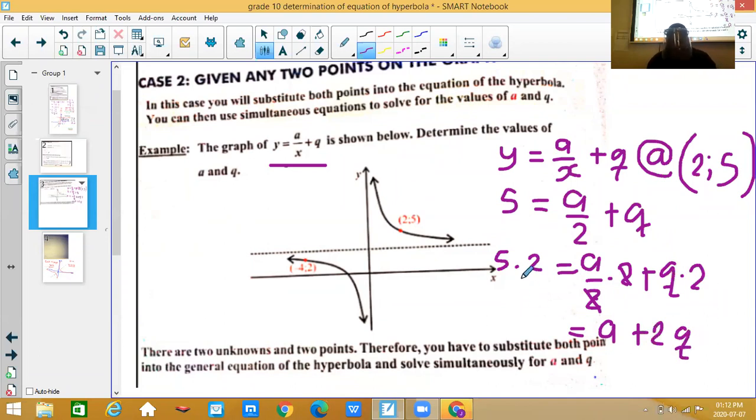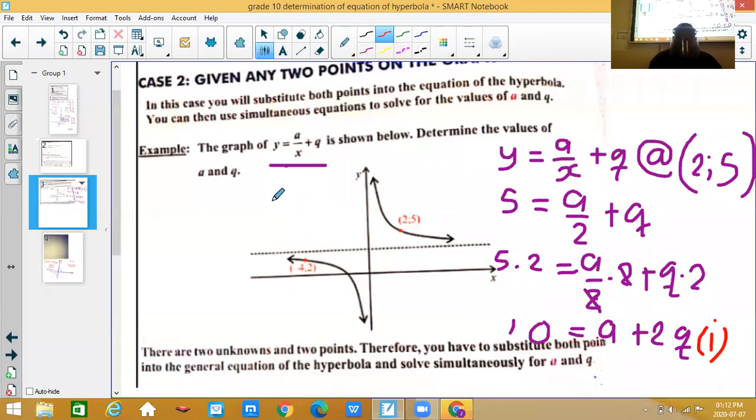Now let us look at the left hand side. 5 times 2, 10. Now, what is it that we have? This one is equation 1. Are you seeing it? This is our first equation.